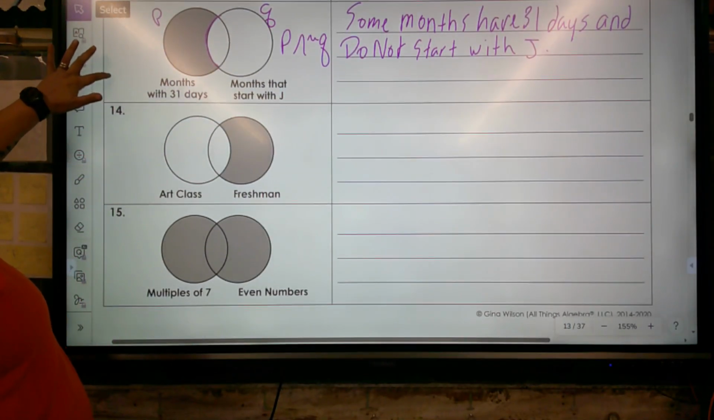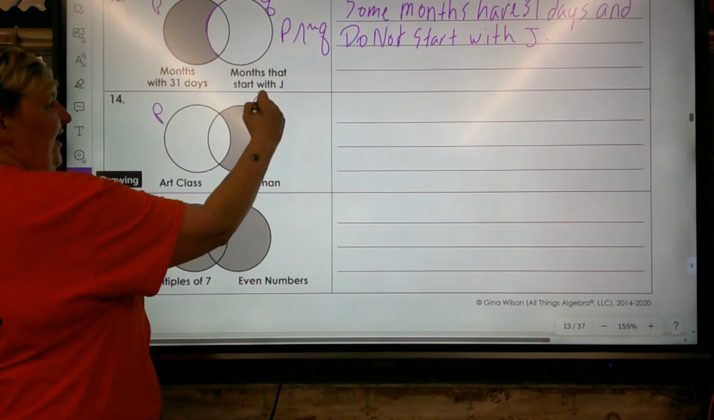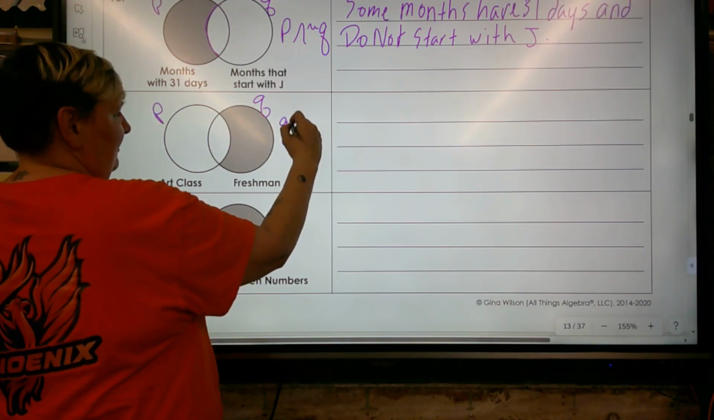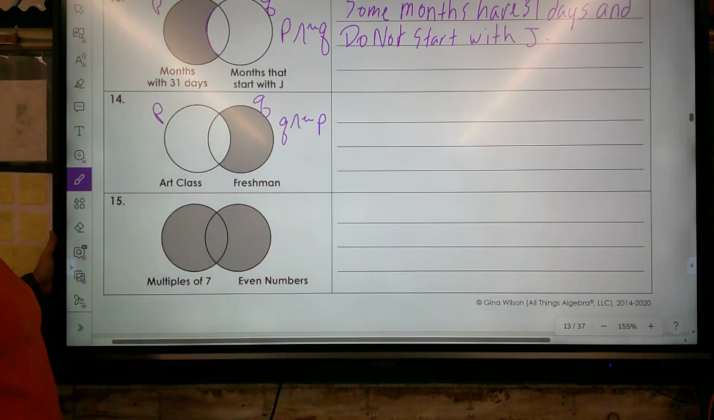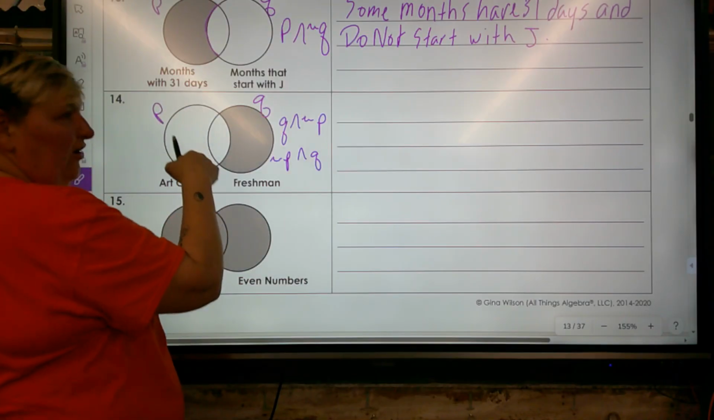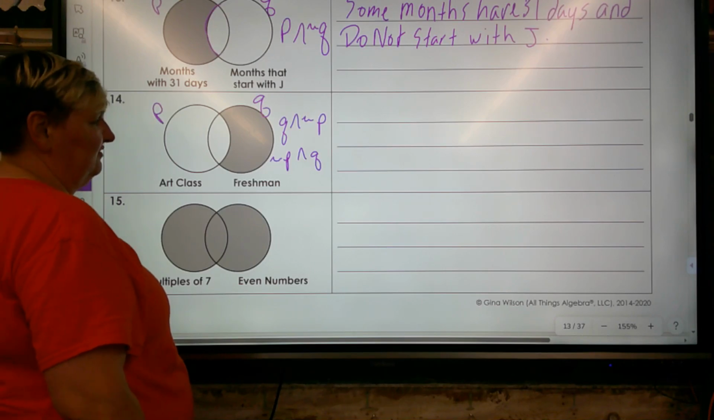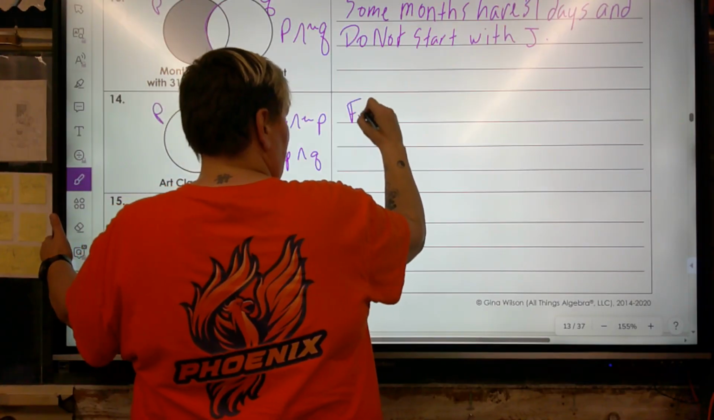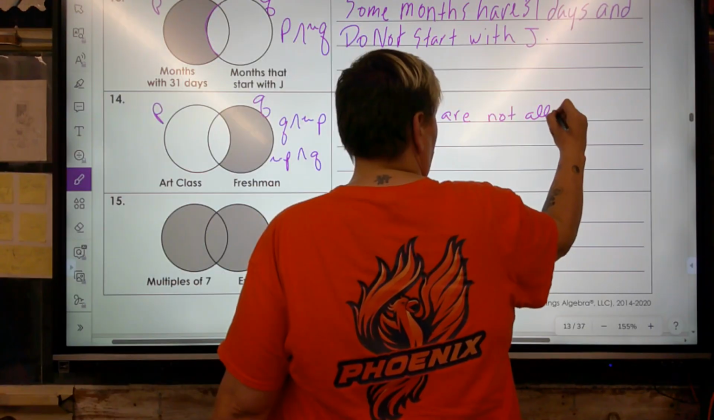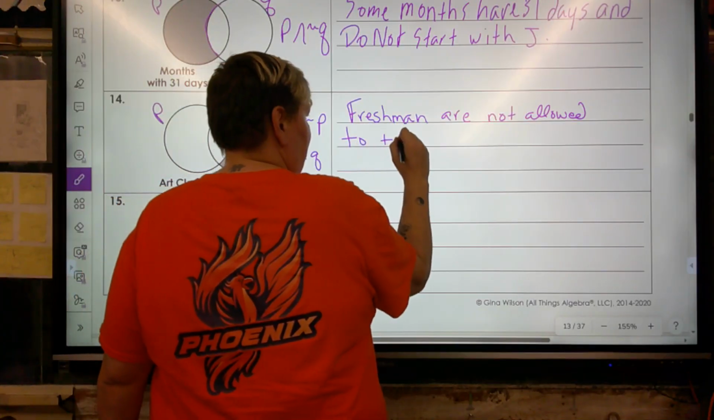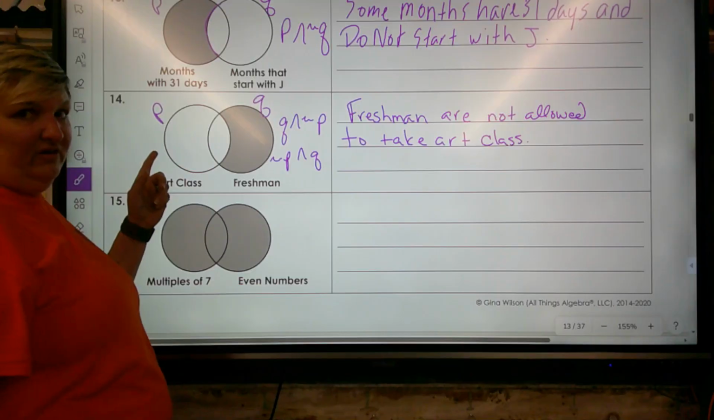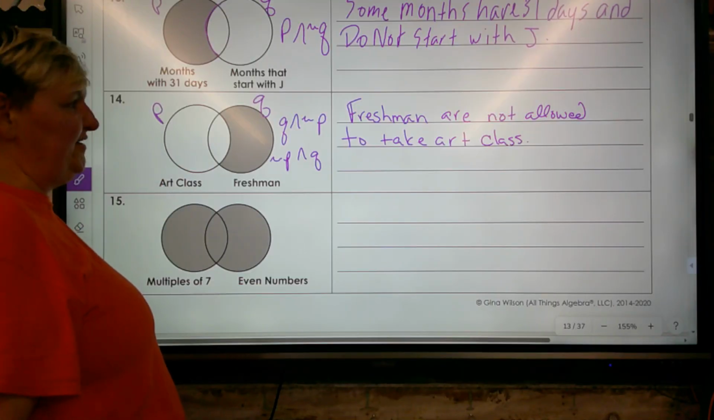All right, same thing, 14. This time with our P and Q, we have a Q and not P, because that's the part that's shaded. Freshmen but not art class. Freshmen are not allowed, I like that better, to take art class. So freshmen, but not art. I don't know, for some reason that sounds better to me.